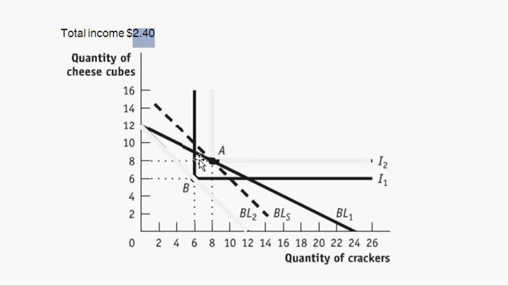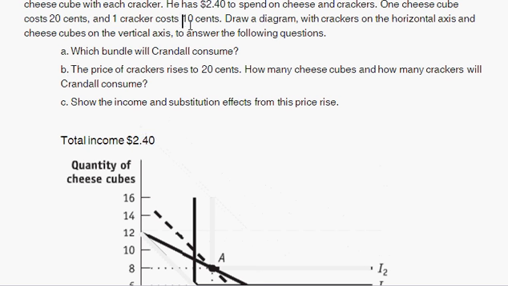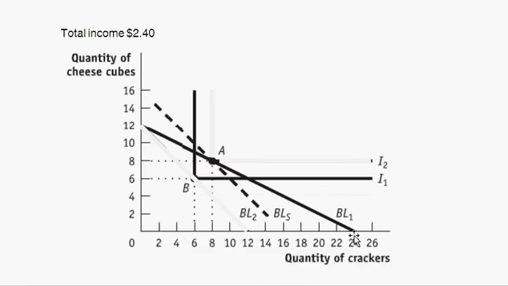And then the budget line is defined by this intersection over here. So if Crandall were to spend $0 on cheese cubes and all of his money, $2.40, on crackers, and crackers cost 10 cents each, then Crandall would be able to buy 24 crackers. So our first budget line is going to be defined by these two points.